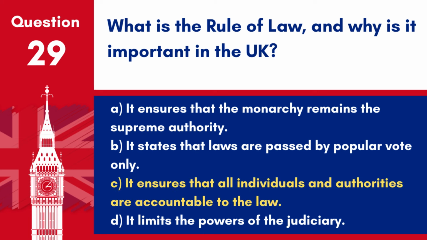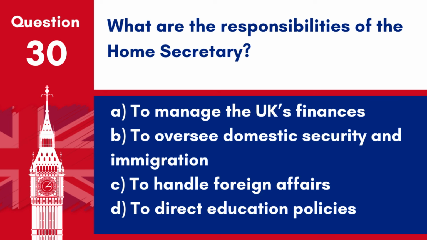Answer: C. It ensures that all individuals and authorities are accountable to the law. The rule of law is a fundamental principle in the UK that ensures fairness and applies equally to all individuals, including those in power.